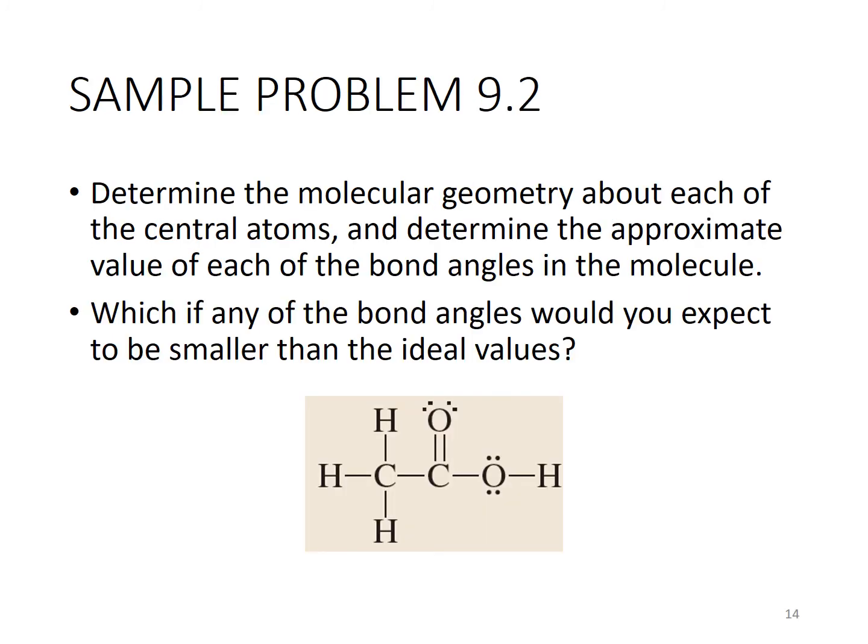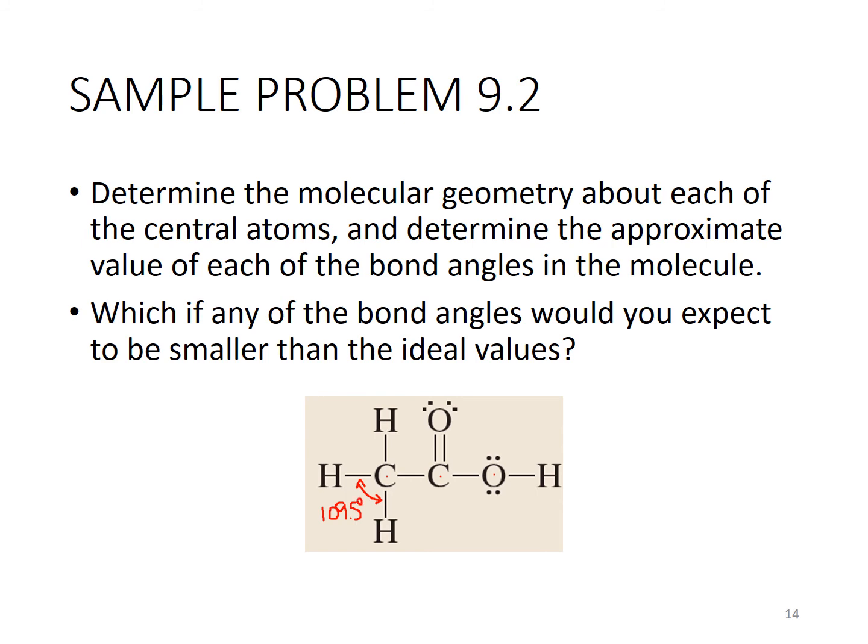Let's take a look at one of these. Determine the molecular geometry about each central atom. So I'm going to put a mark on each of the central atoms. So it's the 2 carbons and the oxygen. And then let's take a look at the ideal bond angles. So this first carbon on the left is going to be tetrahedral in its electronic geometry and its molecular geometry. So that means the ideal bond angle is, correct, that should be 109.5 degrees.